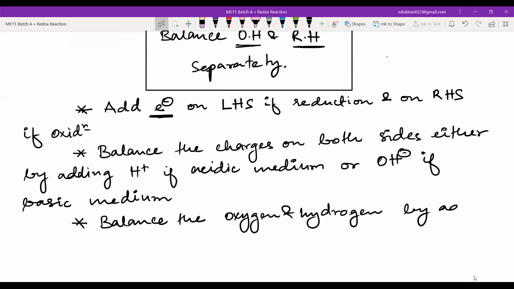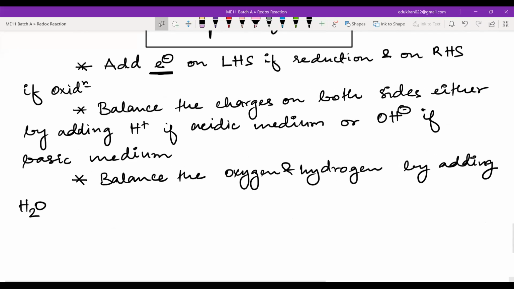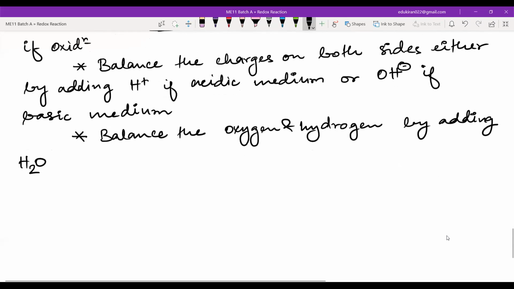but keep in mind that the number of electrons should be the same in either half reactions.